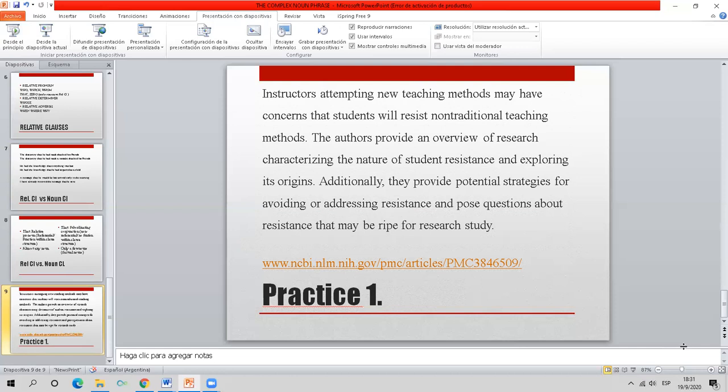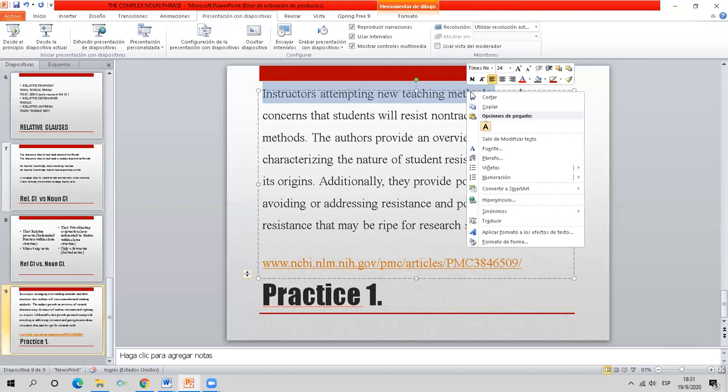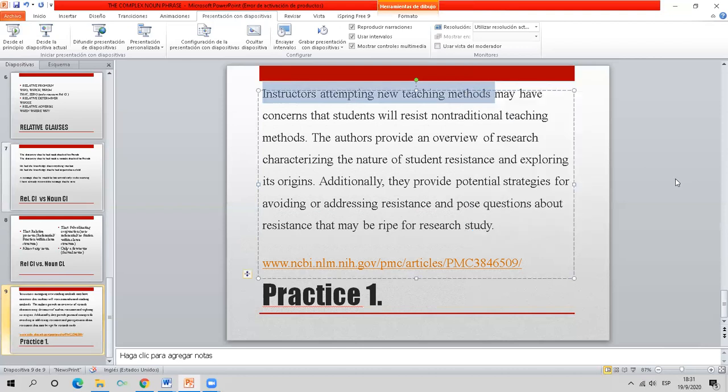Okay, let's discuss. Which is the first noun phrase here? The subject of the first sentence is instructors attempting new teaching methods, which is the head, instructors. How many post-modifiers? Only one, attempting new teaching methods. This is an example of a present participial clause as post-modifier. Very good.